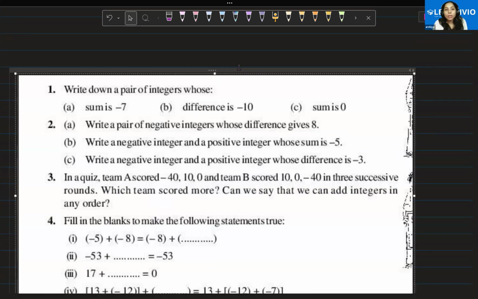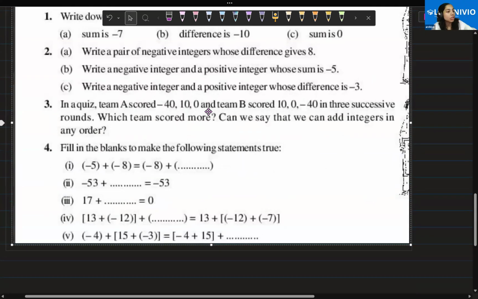All right. So the next question also says the same, but in this question they have given you the specifics that the integers should both be negative, or you should have one positive and one negative integer. Okay. So I'll skip that question. You guys can do it for the homework.